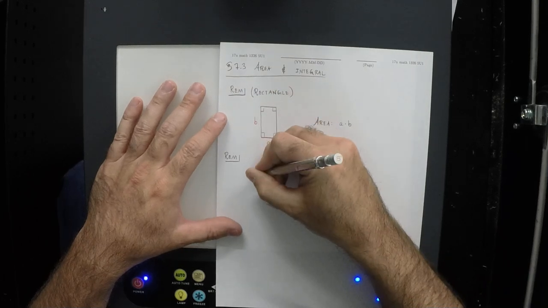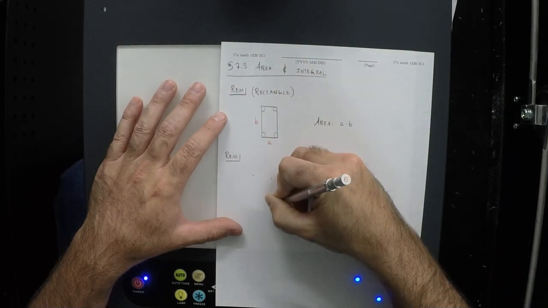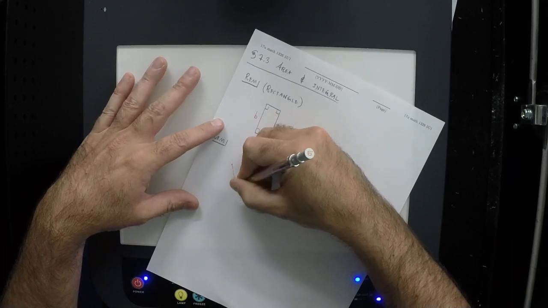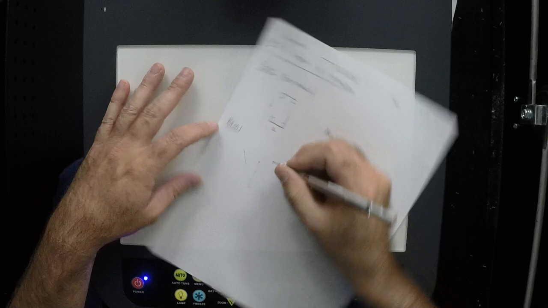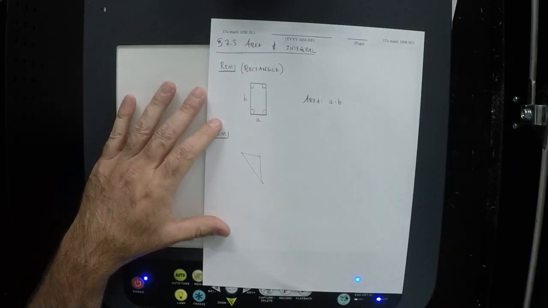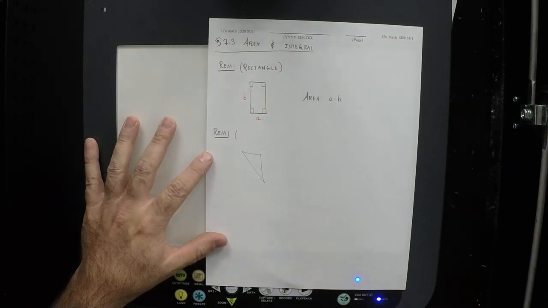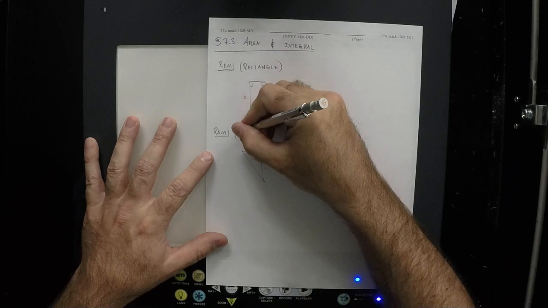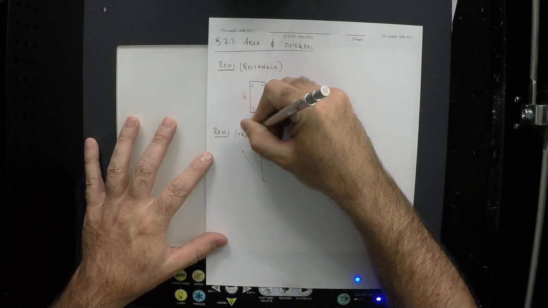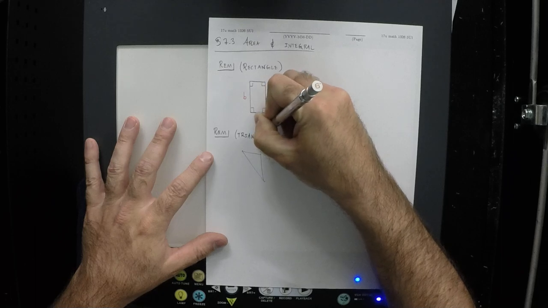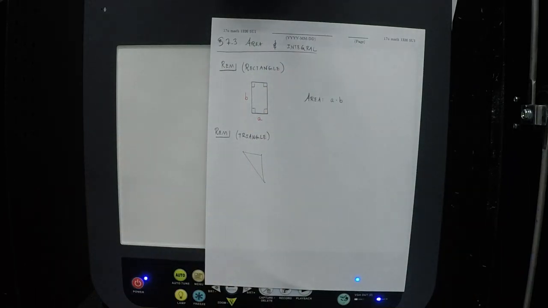Let's make a new shape that's not a rectangle. Okay, a new shape that's not a rectangle. Well, I guess we should go ahead and name it. What do you want to call it? A three-sided. Let's call it, how about a triangle?